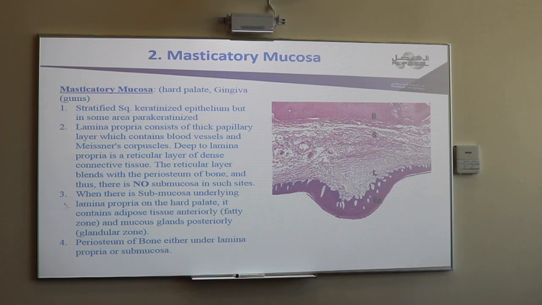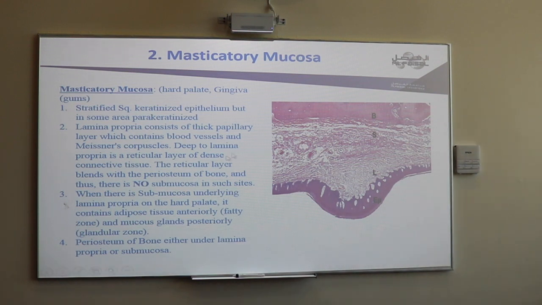You will see some folds. Where there are folds, it means it is loose. Where it is loose, there will be some submucosa. And if it is not loose, it means the lamina propria is directly attached to the bone. Submucosa is gone. So if it is loose, there will be submucosa, and if it is not, there won't be. After this explanation you read this.